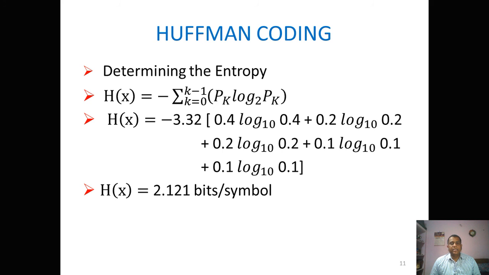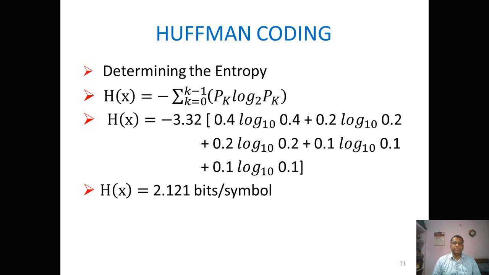Next we determine the entropy of the system. The basic formula is minus the summation of k equals 0 to K minus 1, P of k log to the base 2 of P of k. For simplification and ease of calculation, the log base 2 is converted to log base 10, so we get an extra term of 3.32. For example, minus 0.4 log to the base 10 of 0.4. Like this, all the probability values are written, and the resultant entropy is obtained to be 2.121 bits per symbol.